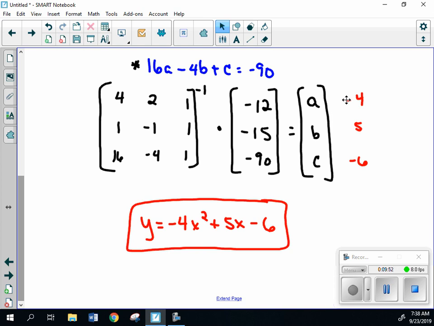So this is quadratics in standard form. Again, it's y equals ax squared plus bx plus c. We can find our vertex without having to switch it into vertex form, and we can find an equation based on 3 different points.